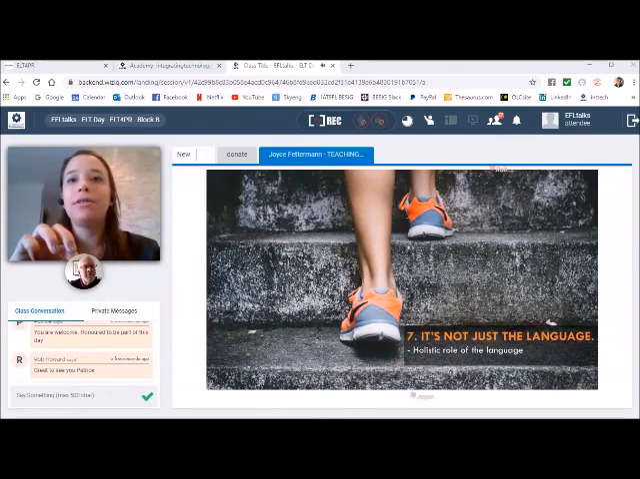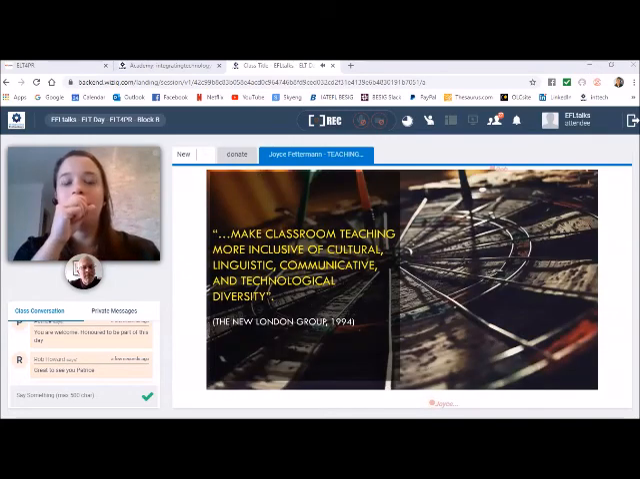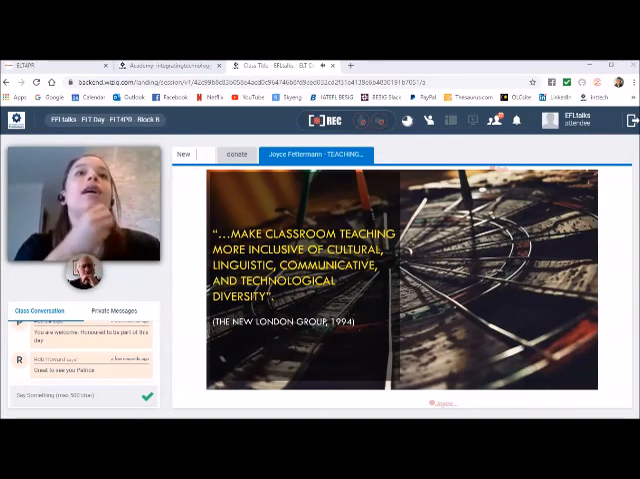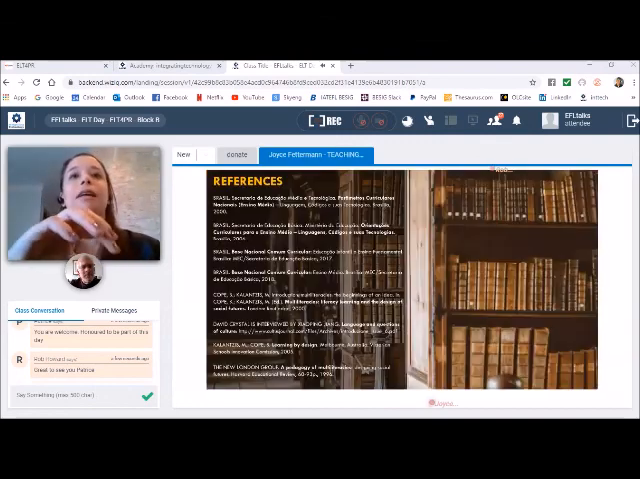And to wrap up, it's very important to remember that as teachers, we should make classroom teaching more inclusive of cultural, linguistic, communicative, and technological diversity. There are so many things we can use in our classrooms and not just focus on the language itself.